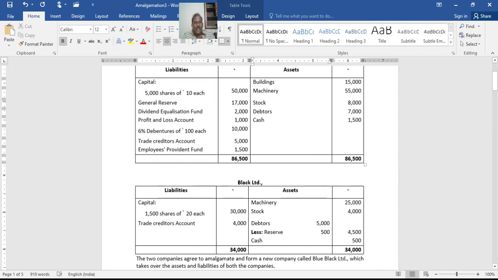While calculating, take building at book value 15,000, and for machinery, stock and debtors you have to deduct 10% each, then cash as it is. From that, deduct the agreed value of liabilities. Share capital, general reserve, dividend equalization fund, profit and loss account all belong to equity shareholders, they are not outside liabilities. So now it is 6% debentures 10,000, trade creditors 5,000, then employee provident fund 1,500. Remember, employees or staff are not the owners, they are outsiders.